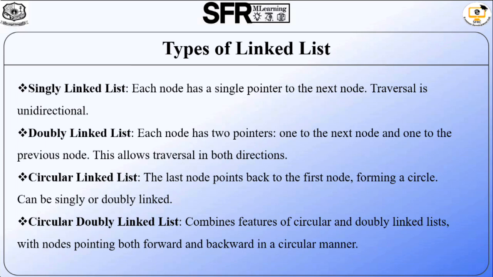The next one is the doubly linked list. Each node has two pointers, both previous and next, so we can move in both directions. The next one is the circular linked list. The last node points back to the first node, forming a circle. It can be singly or doubly linked. The circular doubly linked list is another type. It combines the features of both circular and doubly linked lists. So these are the types of linked list. We will now discuss the singly linked list concept.